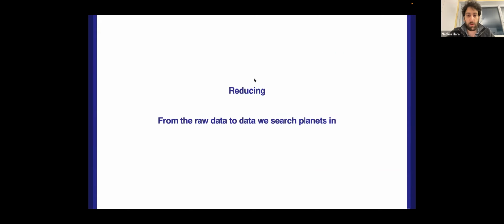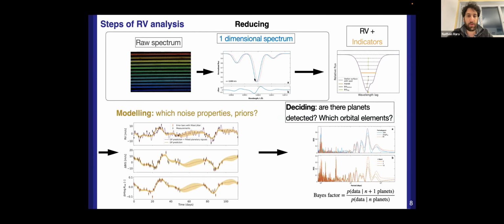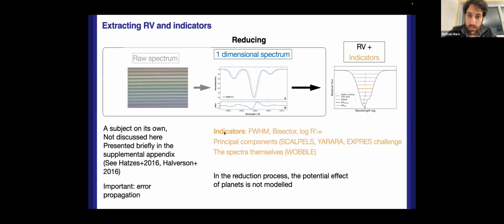So let's talk first about the reduction. So from the raw data to the data where we are going to start to search for planets. So in this picture, this concerns this step, from the raw spectrum to the RV and the indicators. I'm not going to talk about calibration, wavelength solution, how to get to the one-dimensional spectrum, because it's a subject on its own. And so in our review, it's presented briefly in the supplemental appendix.